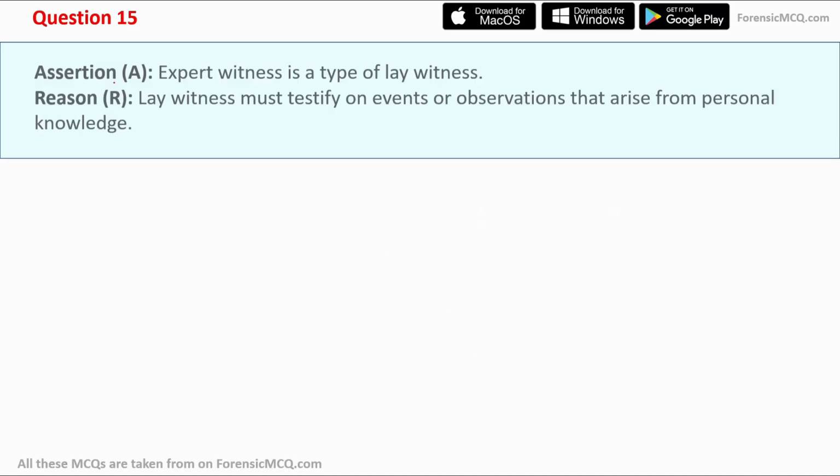Now, let's move to question number 15. It is an assertion reason question. The assertion says an expert witness is a type of lay witness, and the reason says a lay witness must testify on events or observations that arise from personal knowledge. So, first of all, what are lay witnesses? Lay witnesses are ordinary witnesses, and you can say it is a witness who has not testified as an expert witness. So you can say that any witness that is not an expert witness is called a lay witness. So this makes the assertion false.